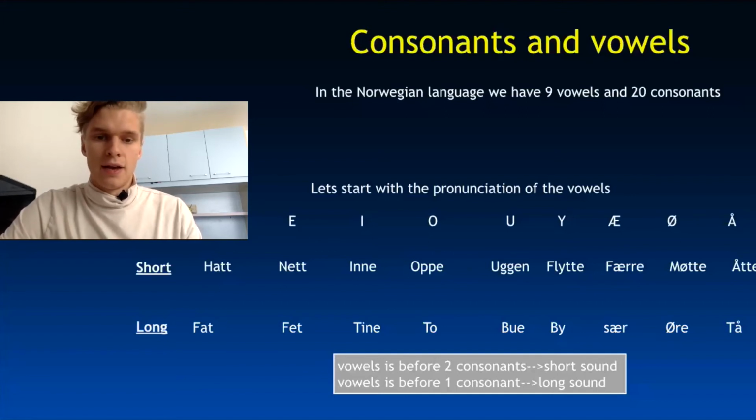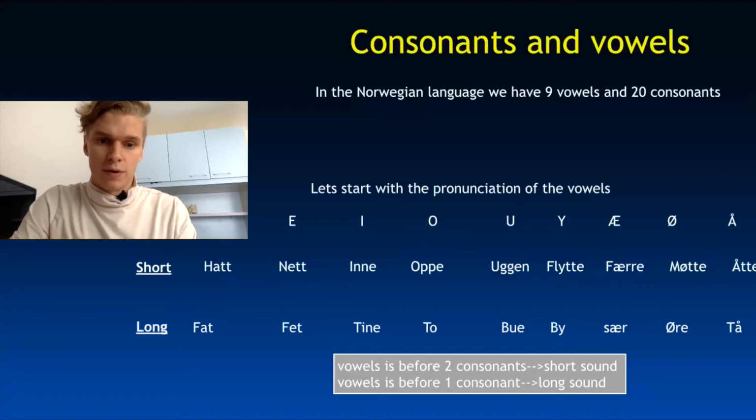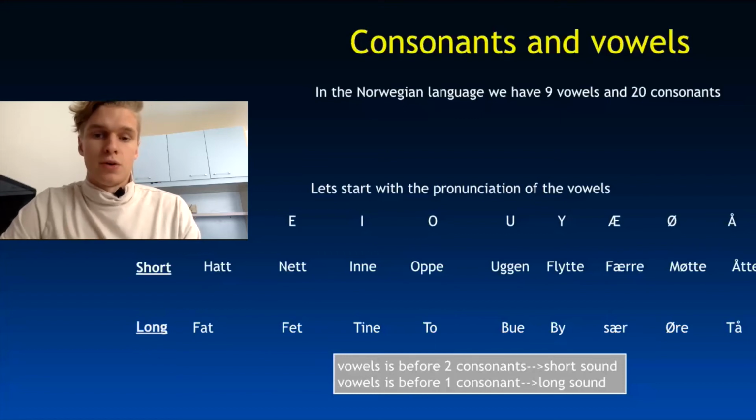What about this one with the I? Tina. The pressure is on that one. It's on the vowel because there's no double consonant. Same with O, to. The pressure is on the O. Next one, bue. Pressure is still there. By. Pressure is still there. Sær. Pressure is there. Øre. Pressure is on the Ø. Tå. Pressure is on the Å.